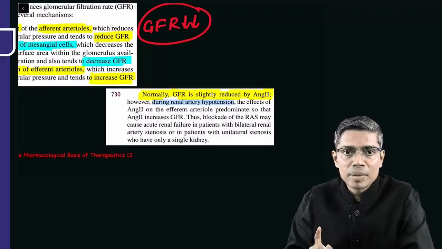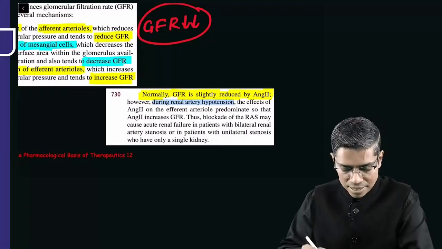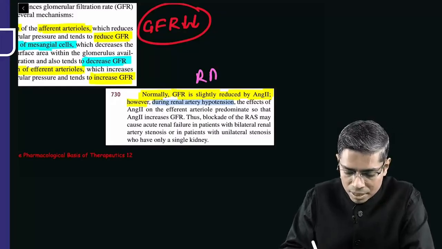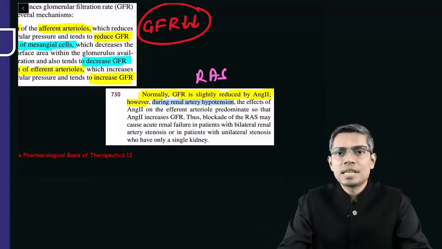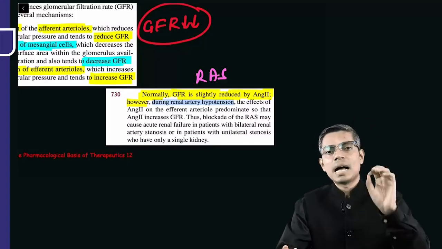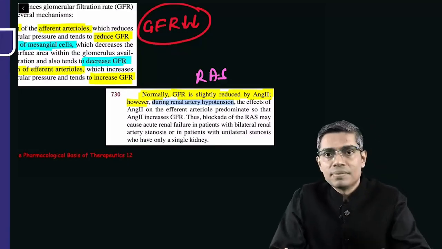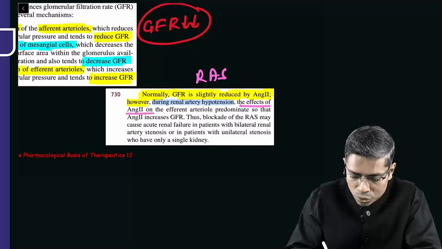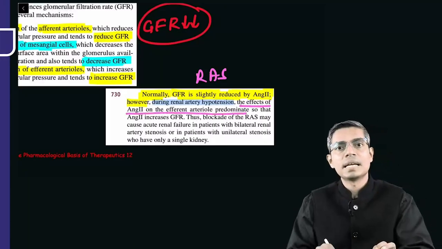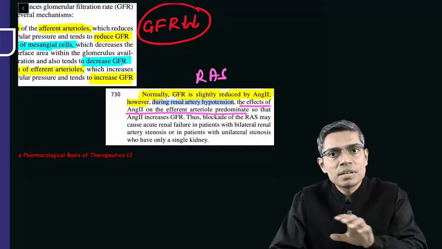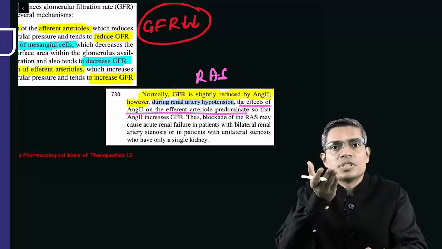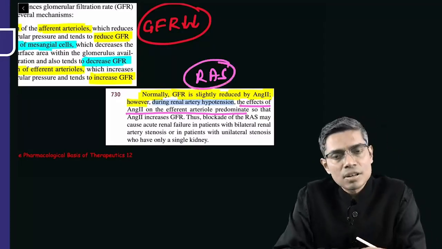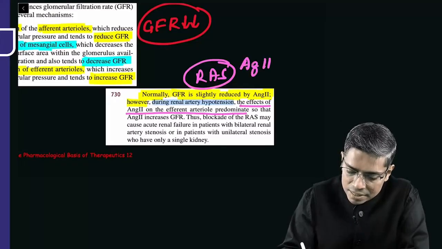But if there is a certain kind of pathology, he is writing in the second line: however, during renal artery hypotension, you think of renal artery stenosis. Whenever there is renal artery stenosis, in this condition the angiotensin II effect is different. What is different? The effect of angiotensin II on the efferent arteriole dominates. What is the effect of angiotensin II on the efferent arteriole? It is trying to cause constriction, by which it is trying to raise the GFR. That's why whenever the person is suffering from renal artery stenosis, angiotensin II is beneficial.